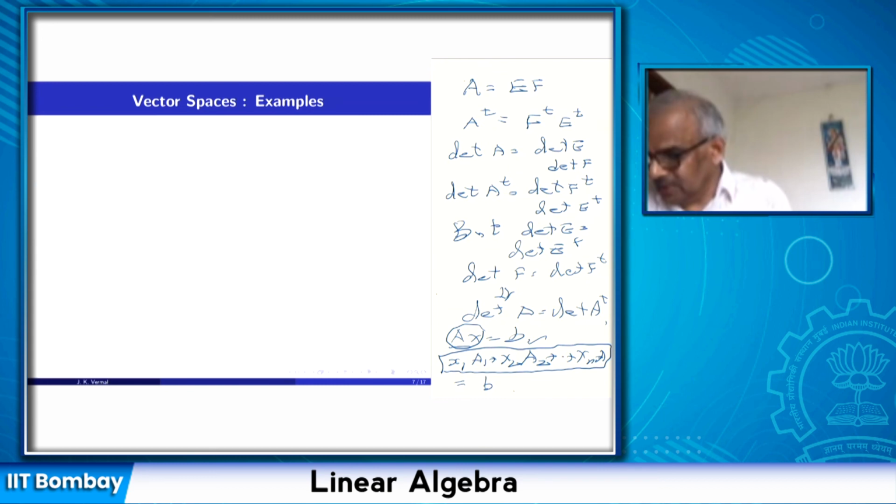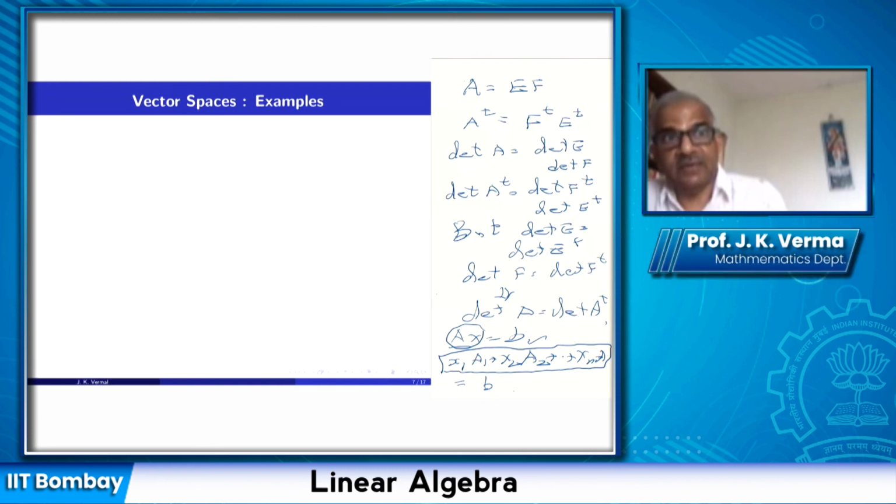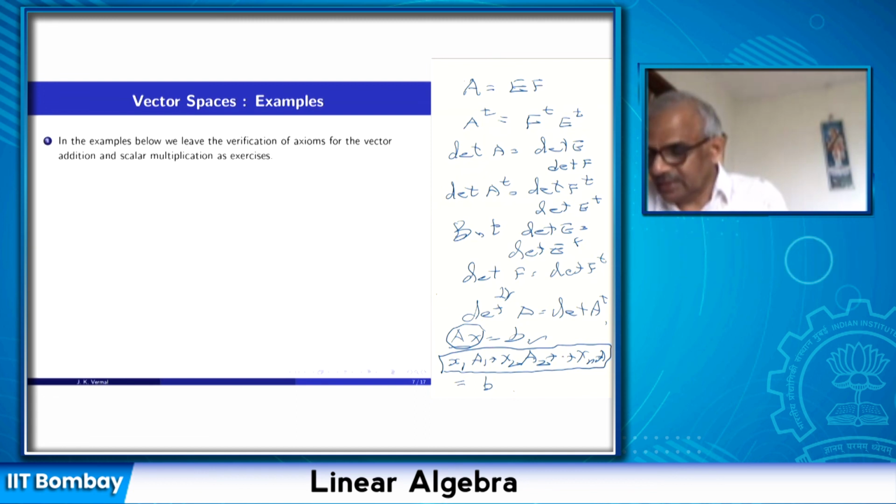So let's look at some examples. There are numerous examples of vector spaces. The concept of vector space came out after a long time because many sets of vectors or functions or matrices behave like vector spaces. They behave like Rn. So seemingly different objects form vector spaces. So let us look at that.